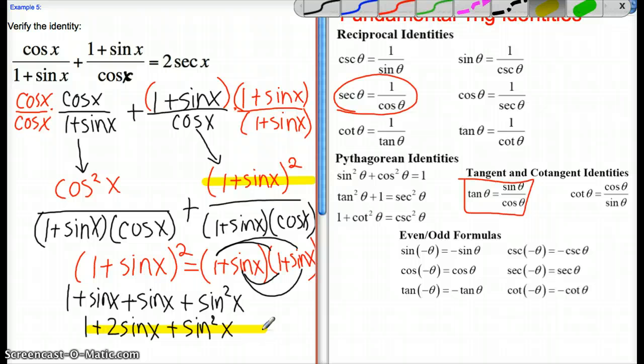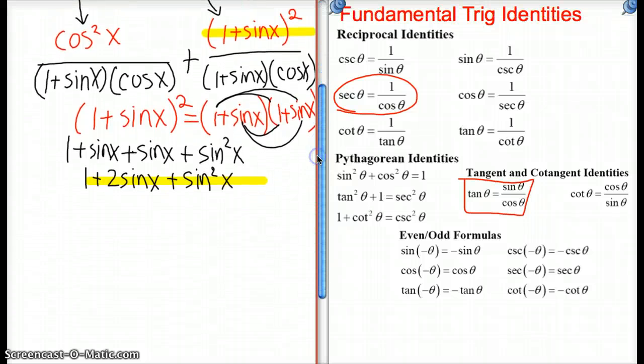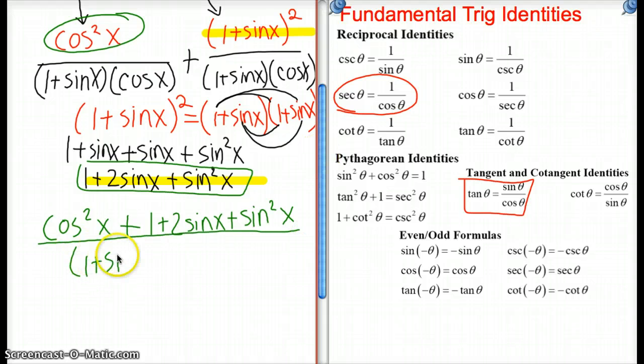So now I'm going to take that and use that to help me simplify my fraction. When I rewrite my fraction, I'm going to still have this cosine squared of x in the numerator plus this quantity instead of writing the quantity above. So 1 plus 2 sine of x plus sine squared of x, all over that weird common denominator of 1 plus sine of x cosine of x.